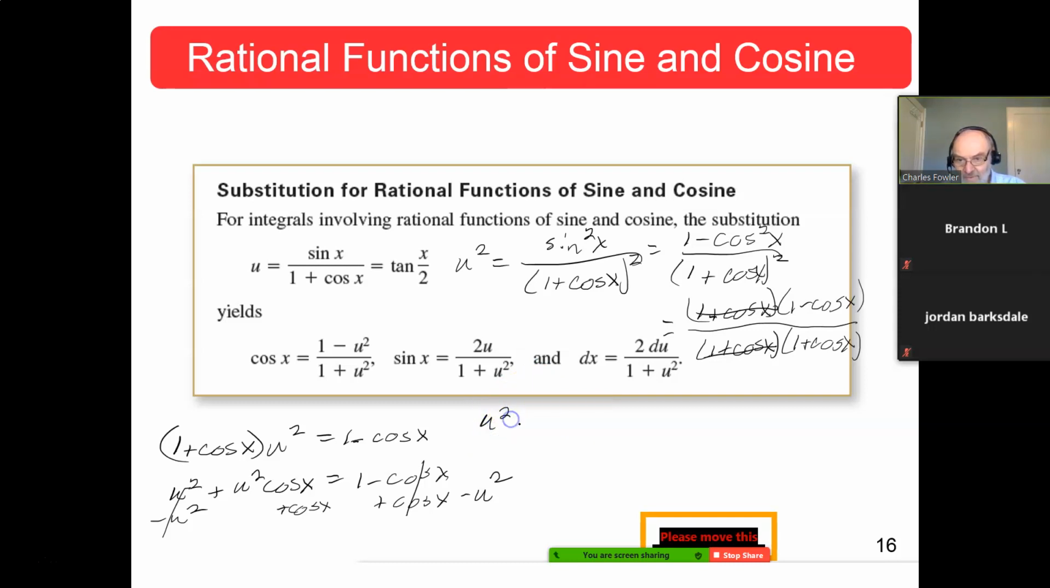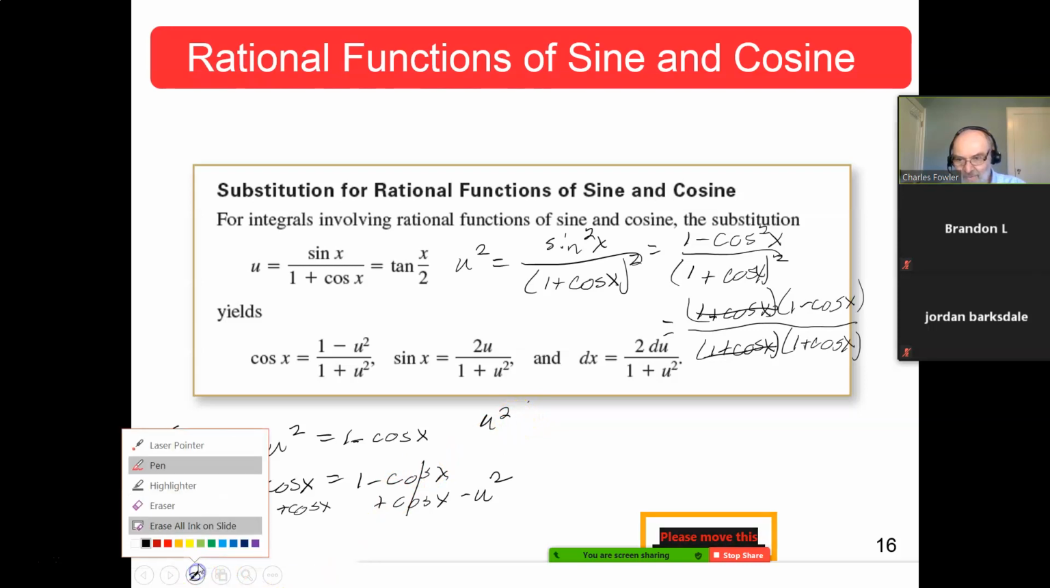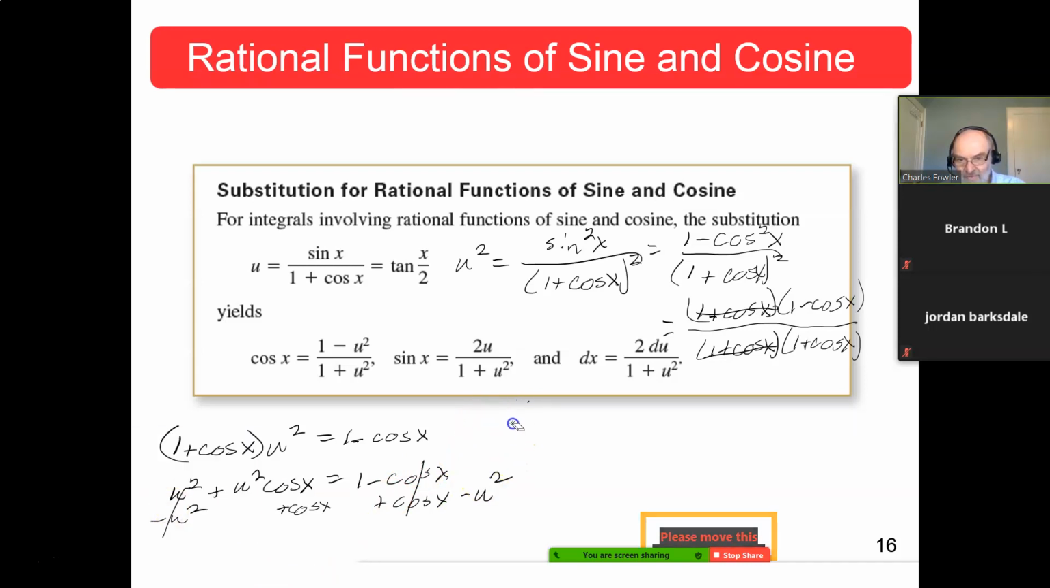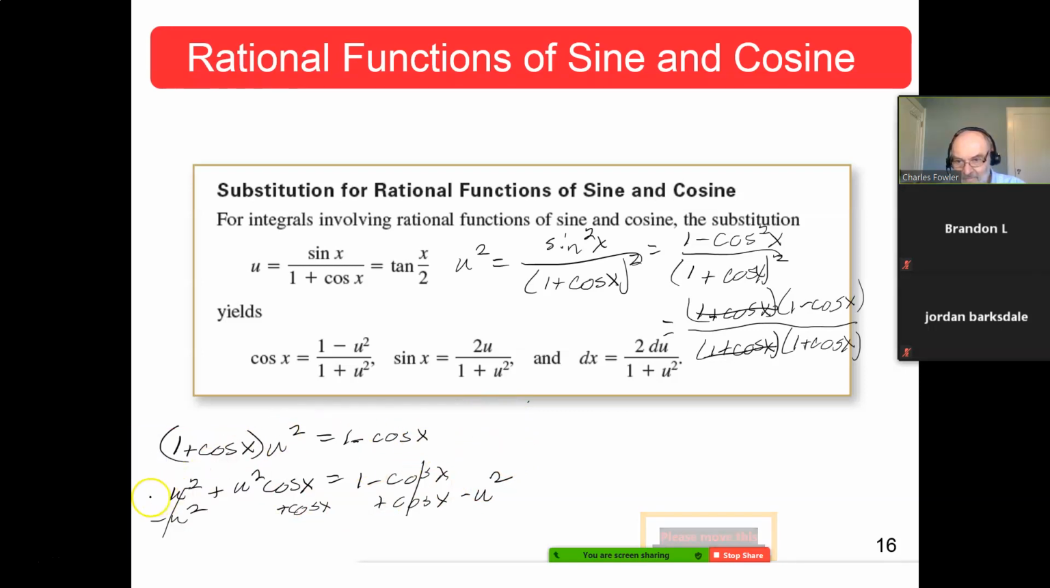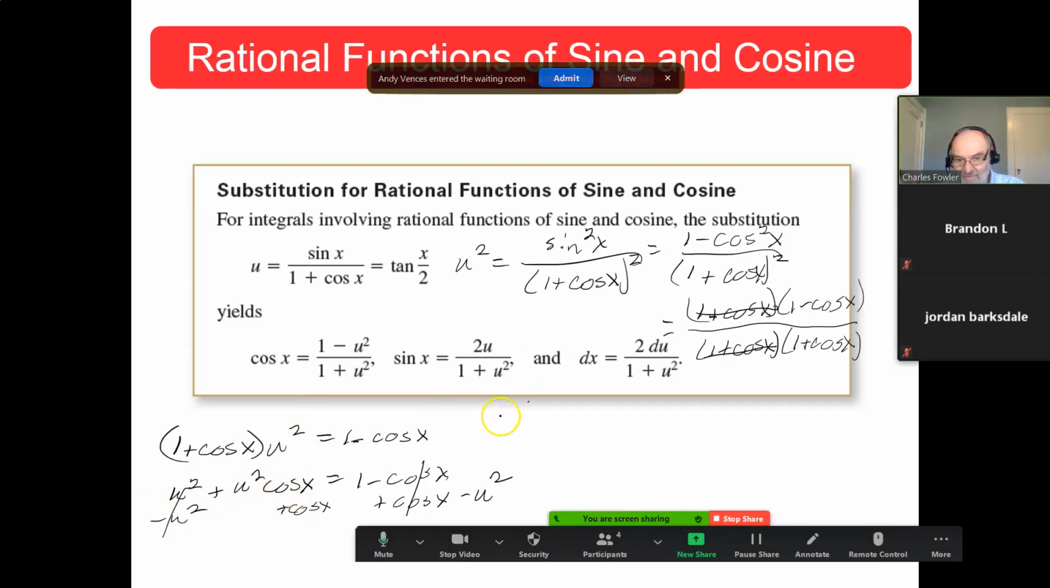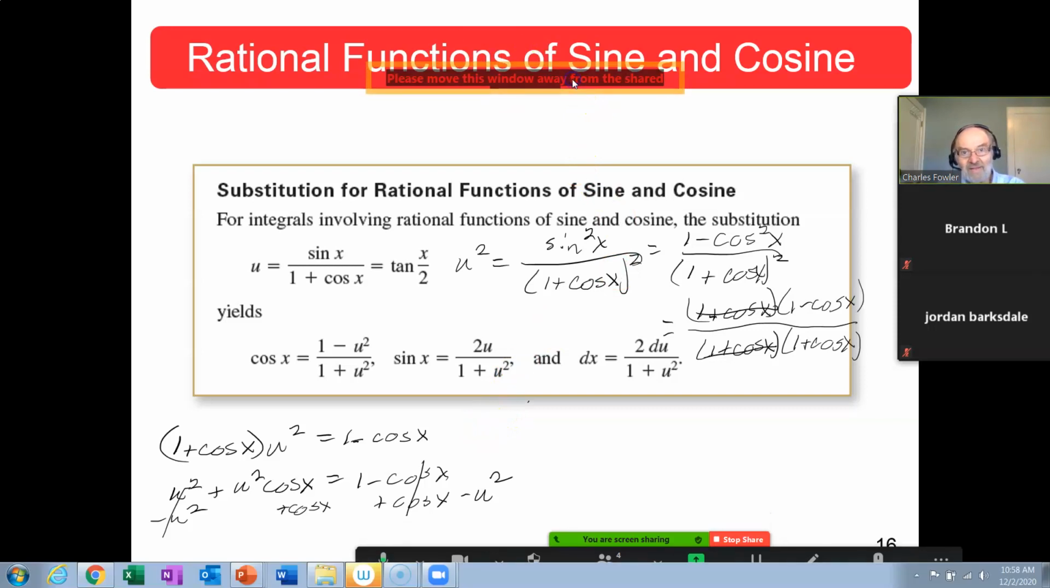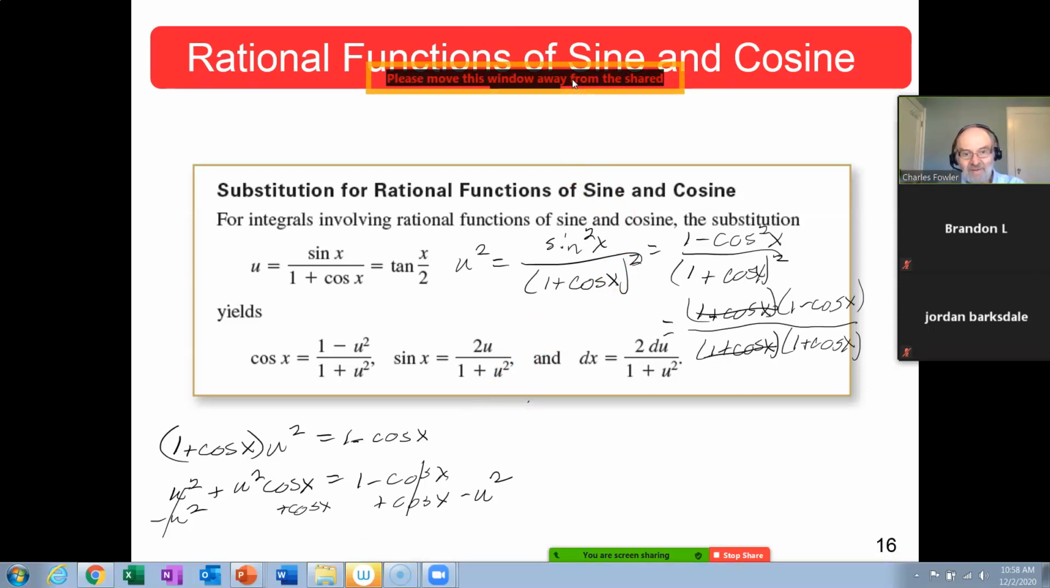I'm running out of room and I'm trying to think of a shorter way to do this. You've got two terms with cosine in it. Factor out a cosine. Oh, here is Andy. Oh, I thought Andy was here. Okay, Andy, I hope I didn't leave you hanging there too long, did I?